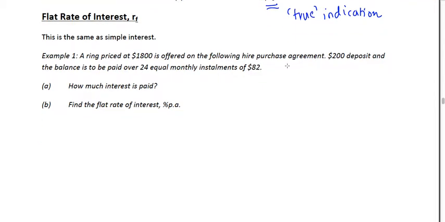So we'll start off with just a basic hire purchase question. And this is just using the flat rate of interest, so the simple interest. So what I've got here is a ring. It's priced at $1,800, so that's the cost price. Instead of paying the cost price, you can pay just $200 and then 24 equal monthly installments. So 24 months, where this is being paid off over 2 years, of $82. $82 a month for 2 years plus the $200.